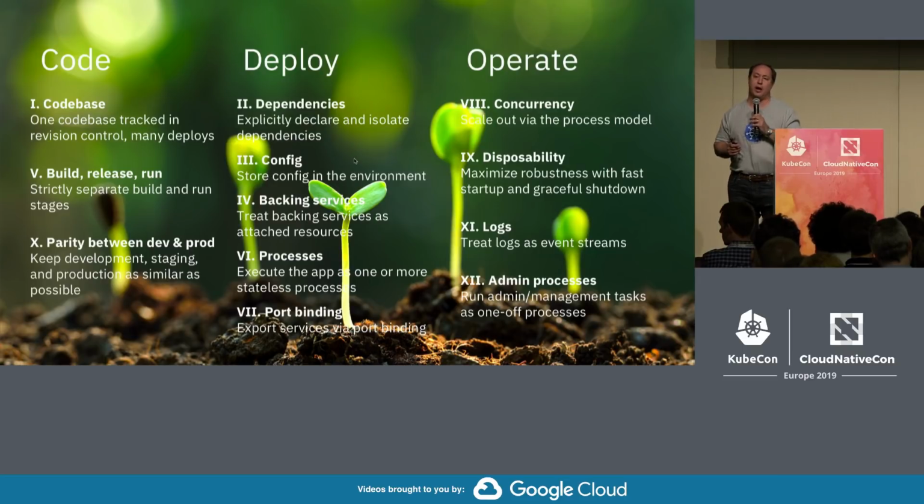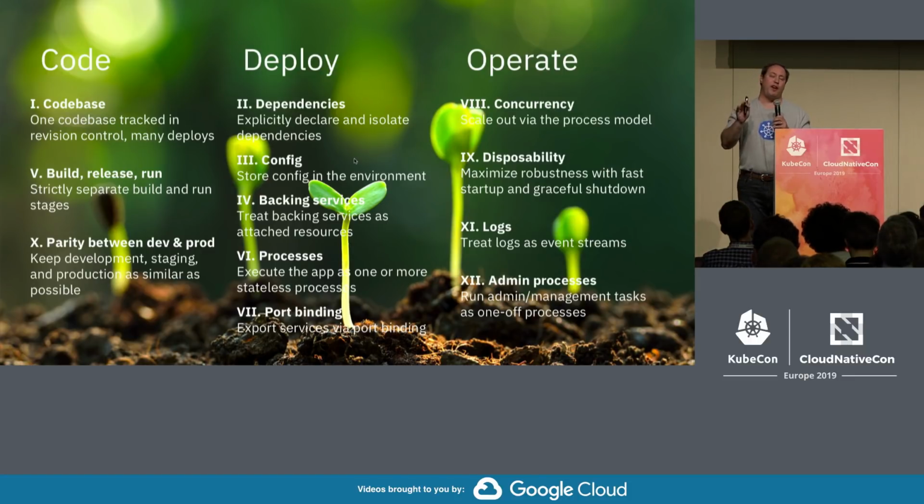Another factor, factor 9, is disposability. Ideally, if your application crashes, it shouldn't be the end of the world. Right? It should be able to be restarted and life is good. So we want to have an approach for handling disposability.